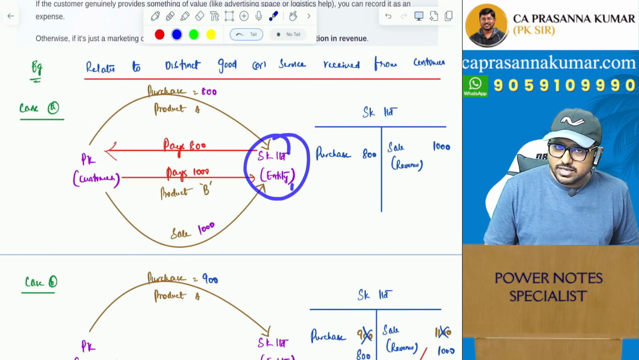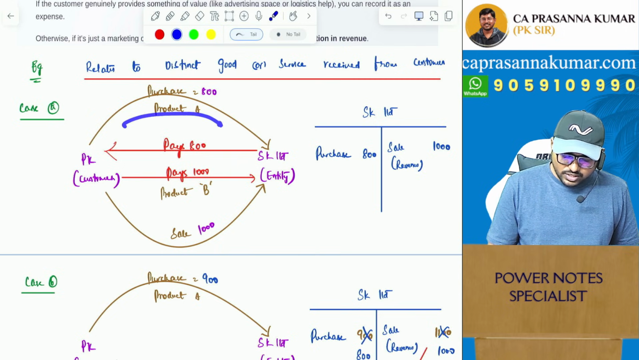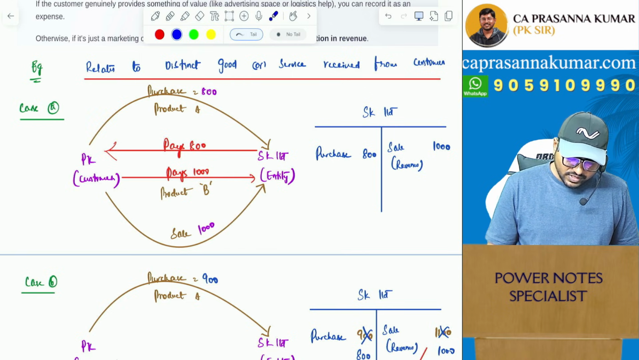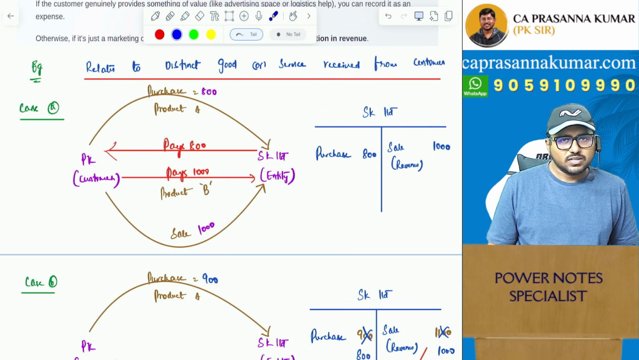We need to think from entity's point of view. So because this is a distinct good, entity will show the purchase separately, 800. And this sale transaction will be shown separately. Therefore, here customer has purchased product B from entity for 1000 rupees. That will be shown separately as a sale. This is what we have understood.